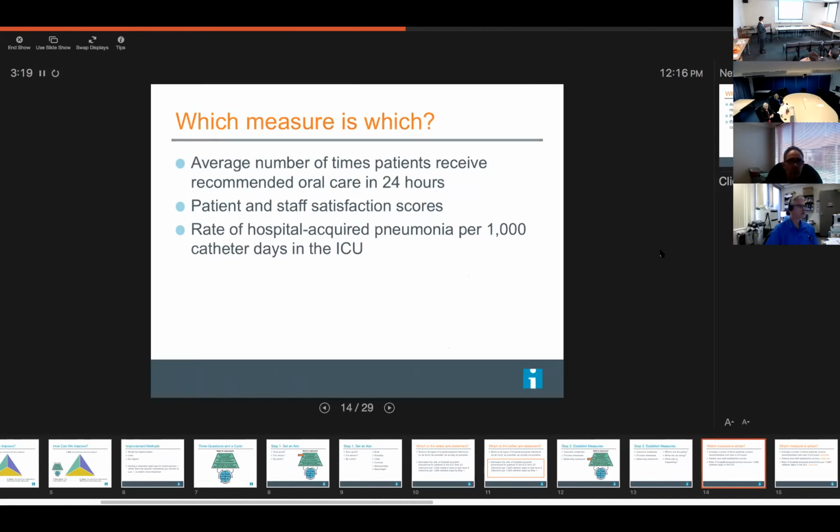Which measure is which? Again, just have a quick look. The first one is the average number of times patients receive recommended oral care in 24 hours. Then patient and staff satisfaction scores, and the rate of hospital-acquired pneumonia per 1,000 catheter days. So balancing, process, outcome: which one is which? We'll take the first one. Process. Hands up if you agree with process.